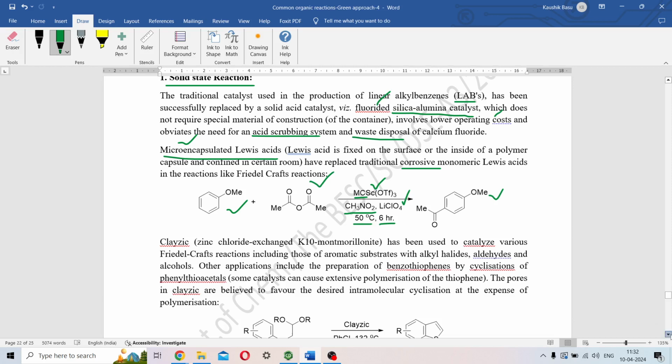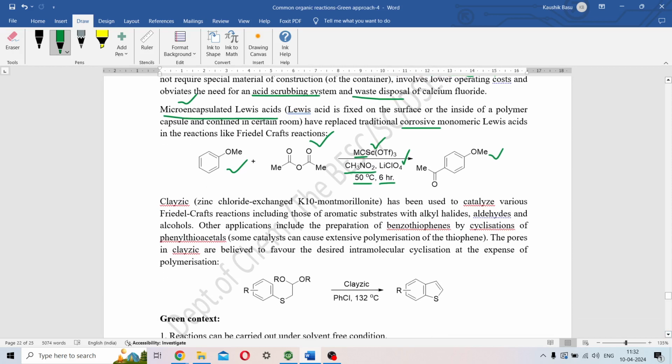Another method they have developed involves a zinc chloride exchange K10 montmorillonite. This is a clay. People call this thing clay zinc, and this clay zinc has been found to induce Friedel-Crafts reactions where the aromatic substrate is reacted with not only alkyl halides, because alkyl halide is traditionally the electrophile used in Friedel-Crafts reactions since the inception of the reaction itself.